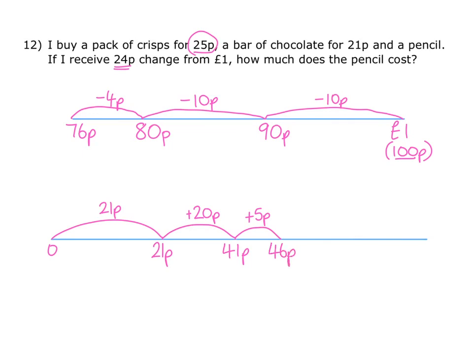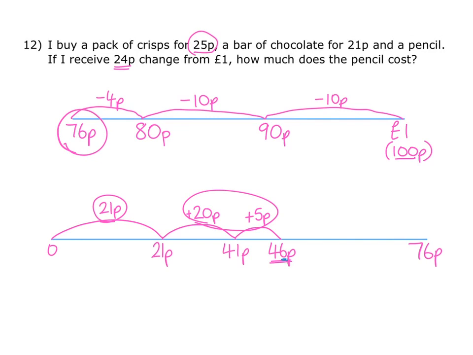And remember, everything cost 76 pence altogether. We worked this out by taking away the change from our 100 pence. This means that if I'm at 46 pence when I've bought the crisps and the chocolate bar, whatever the remainder is must have been the cost of the pencil. So we need to work out the difference from 46 to 76.